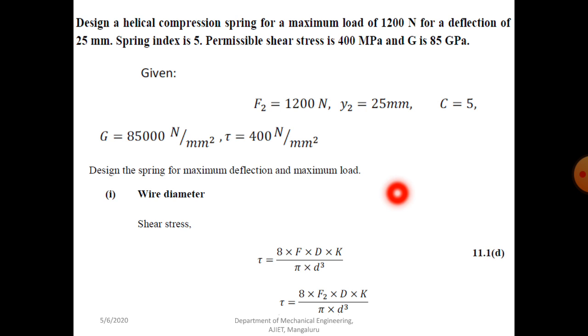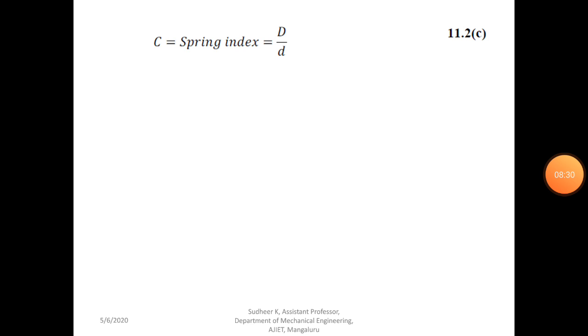Now you have to equate this, but capital letter D is unknown, and even small letter d is also unknown, so both are unknown, so you cannot find them. For that reason they have given the spring index, that is 5, because the relationship is capital letter D divided by small letter d, which is the spring index C. C is always capital letter D divided by small letter d. The spring index is given by this equation, equation number 11.2c.